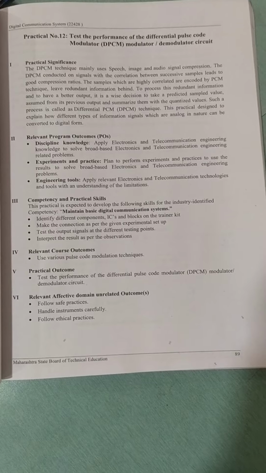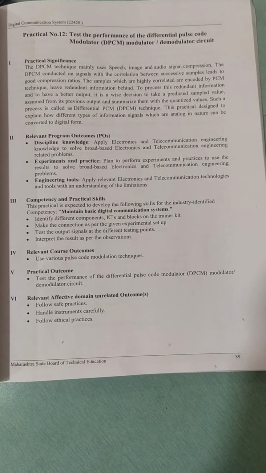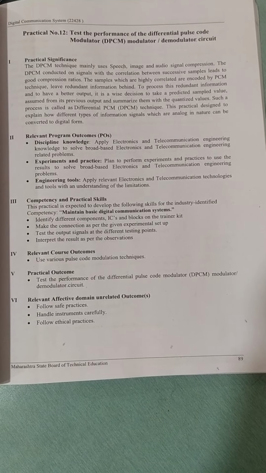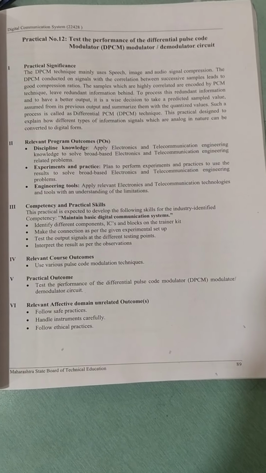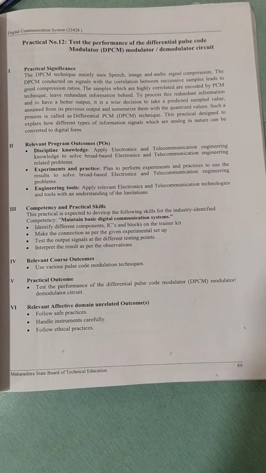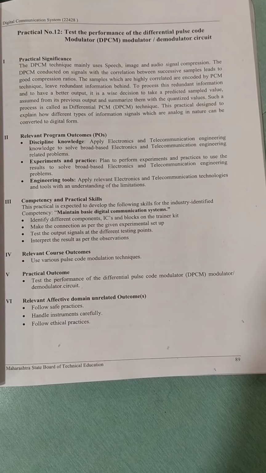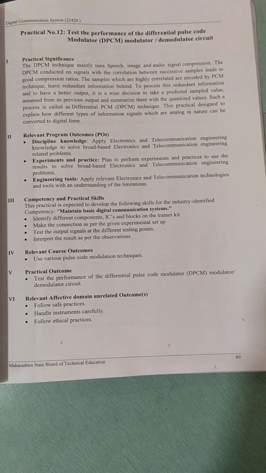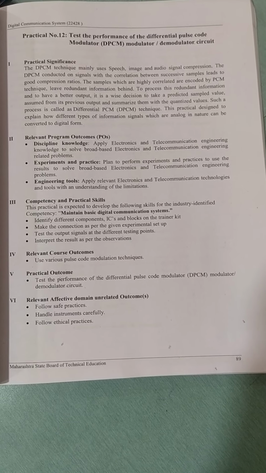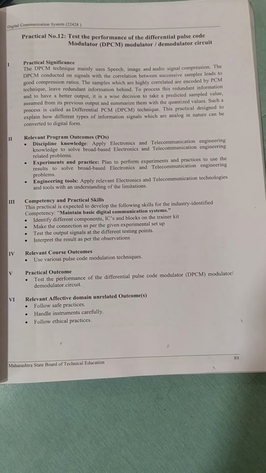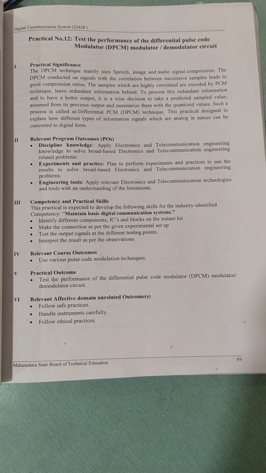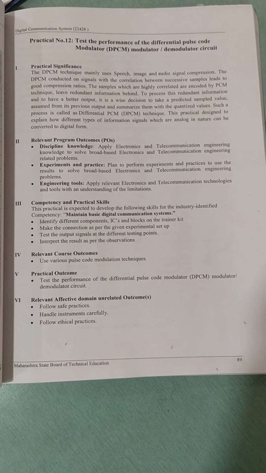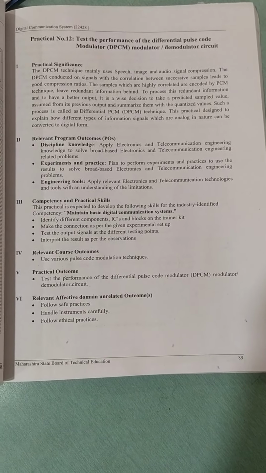Now we will see the practical significance. The DPCM technique is mainly used for speech, image and audio signal compression. DPCM is conducted on a signal with a correlation between successive sample levels to get good compression ratios. The samples which are highly correlated, when encoded by the PCM technique, leave redundant information behind.